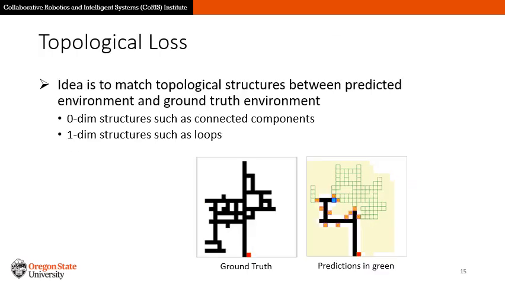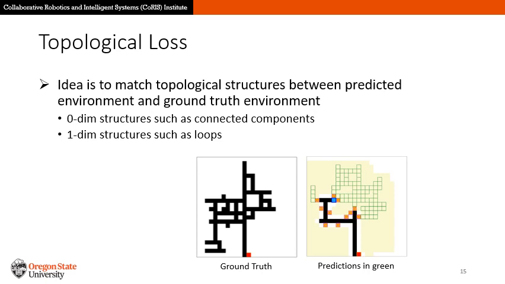The main idea of the topological loss function is to match the topological structure between the predicted environment and the ground truth environment. Topological loss first matches the zero-dimensional structures such as connected components. In the figure, as there is one connected component in the predicted environment and ground truth environment, there won't be any loss due to zero-dimensional structure.